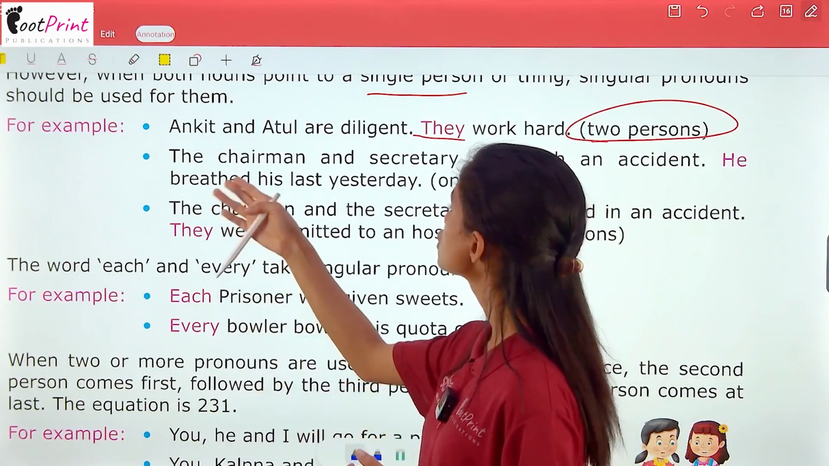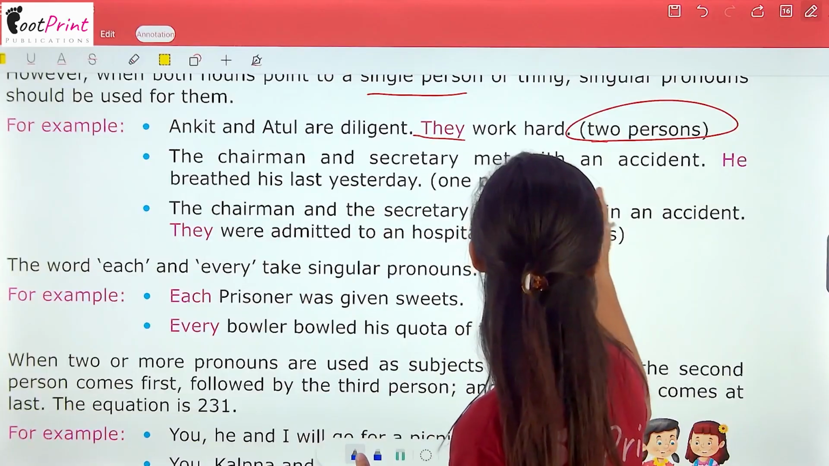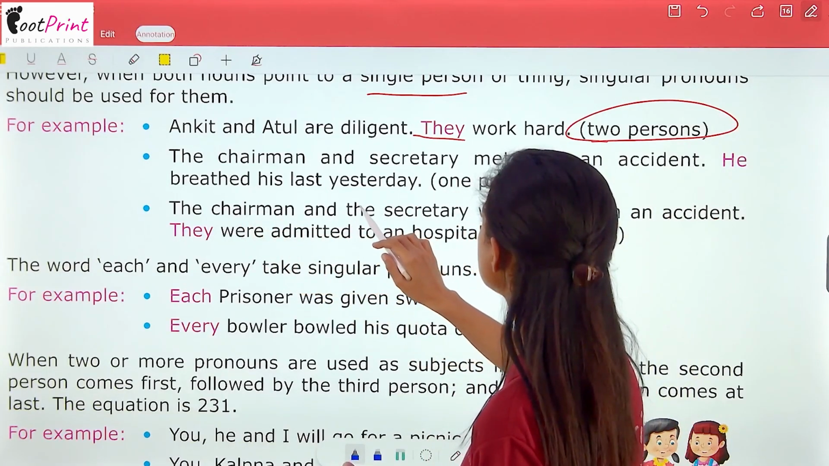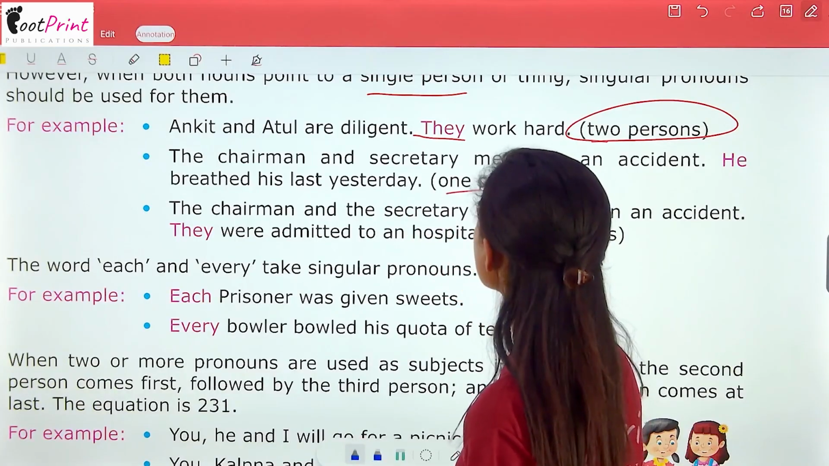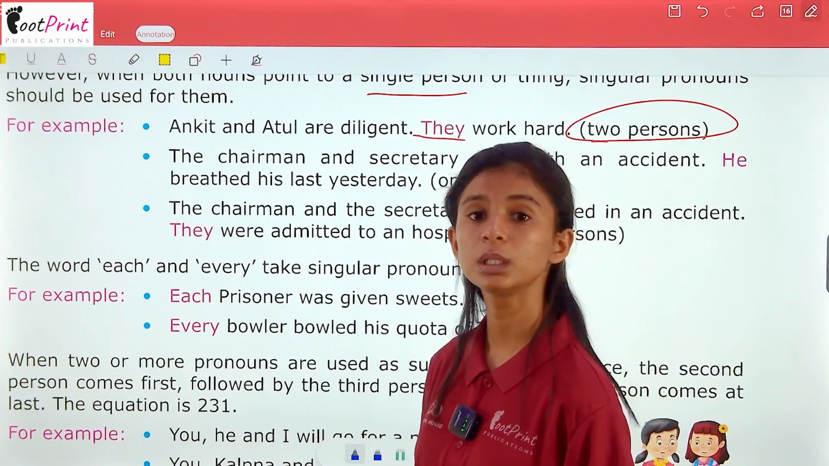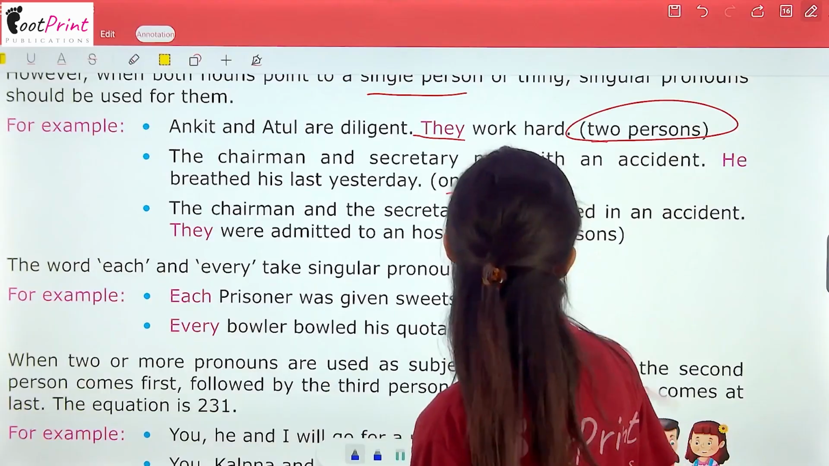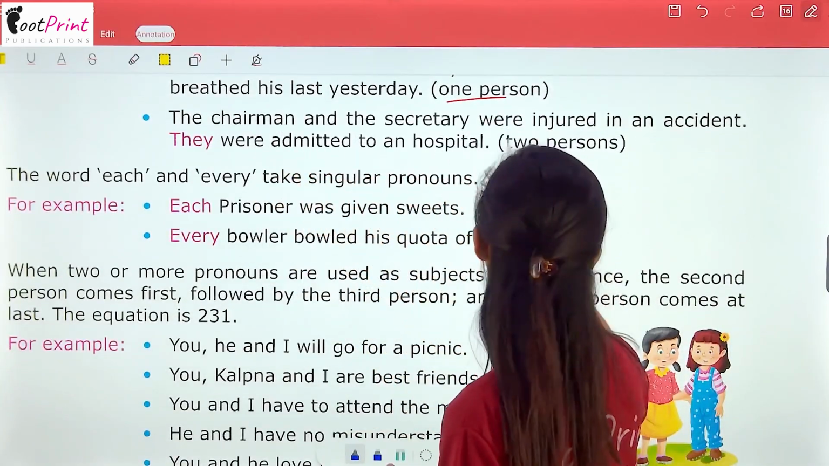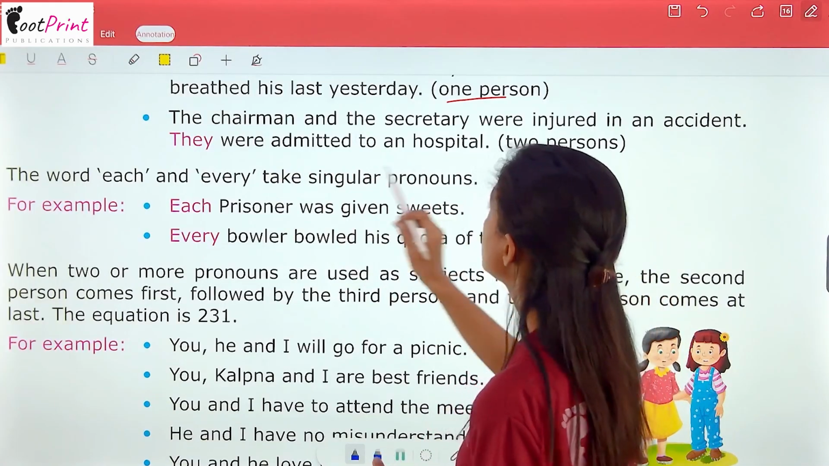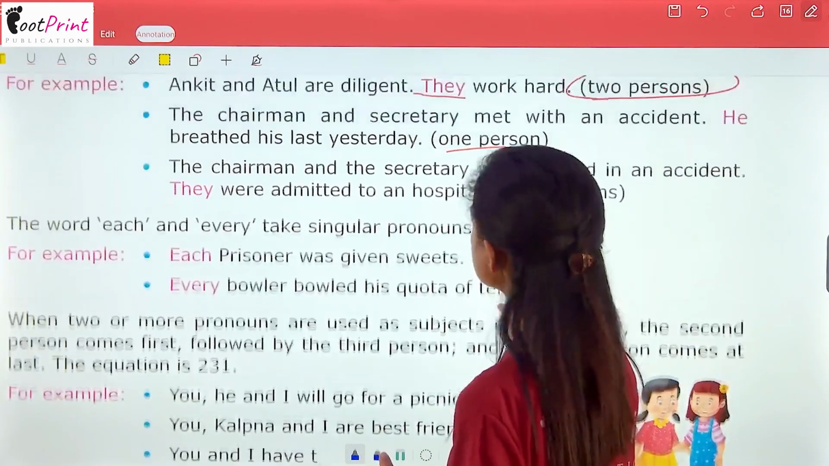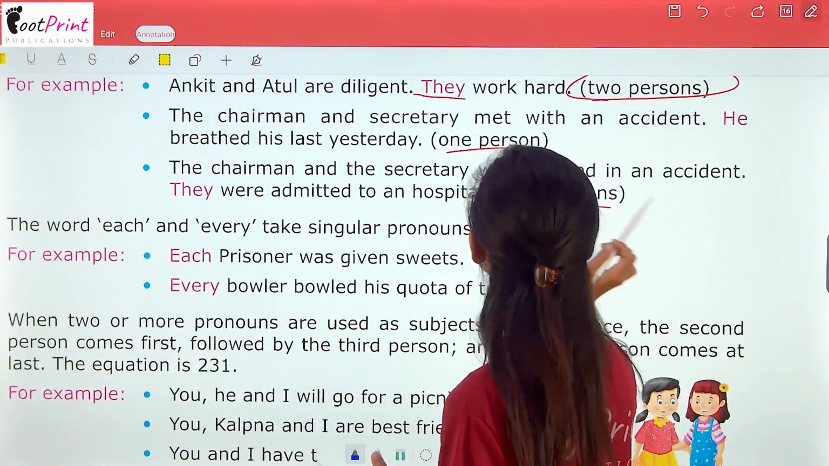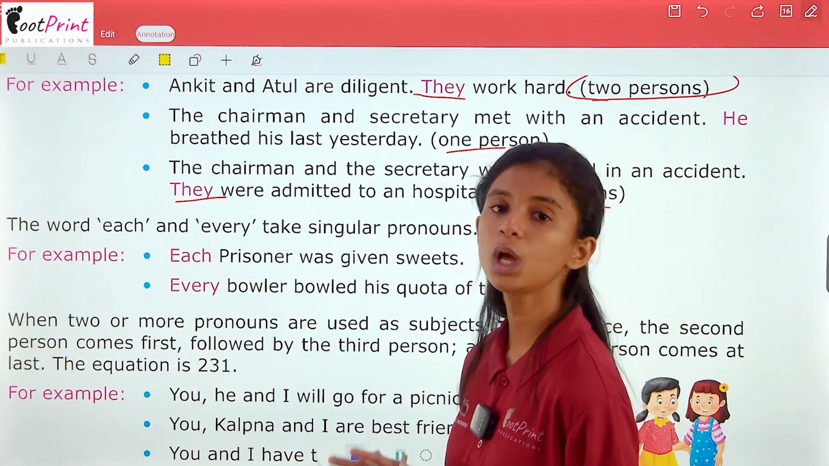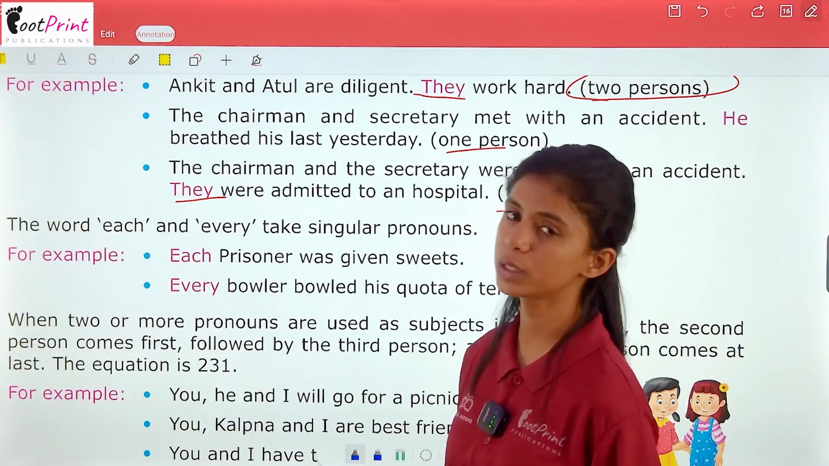Okay? The chairman and secretary met with an accident. So, he breathed his last yesterday. One person. So, now we are talking about one person only. Okay? So, we are using he here. Singular pronoun. The chairman and the secretary were injured in an accident. They were admitted to a hospital. Now, we are talking about two people. So, they is used here. So, this is very clear for you all when to use a singular pronoun and when to use a plural one.